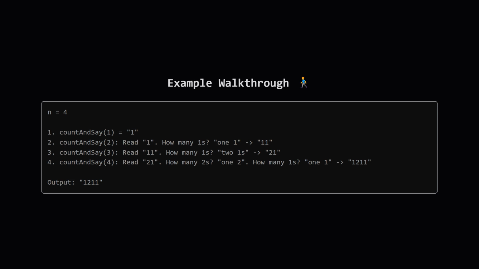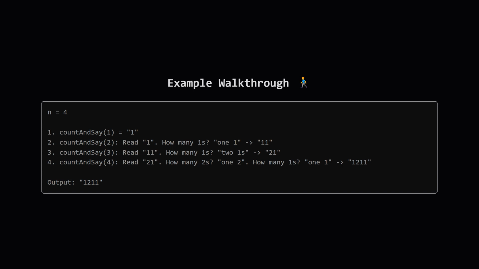Let's walk through the example where n equals 4. We start with the first term, which is always 1. Now, for the second term, we look at the first term. How do we read it? We say one 1. So the second term becomes 11, got it? Okay, next. For the third term, we look at 11. How do we read that? We see two ones together, so we say two 1s. That gives us 21, almost there. For the fourth term, we read 21 group by group. First there's one 2, then there's one 1. Putting that together, we get 1211, and that's our answer for n equals 4.